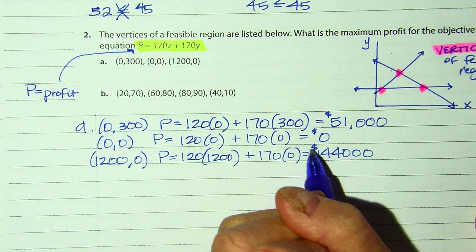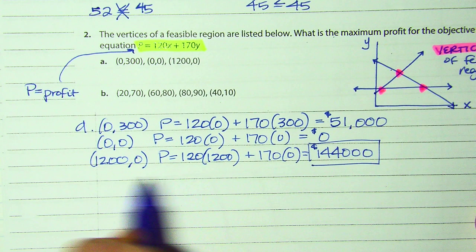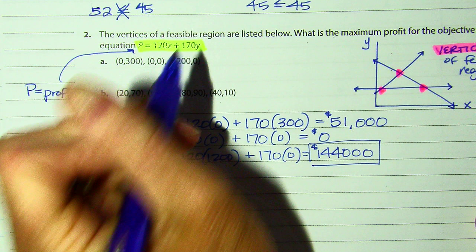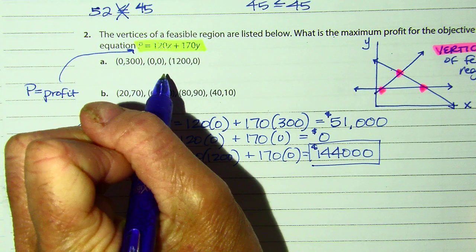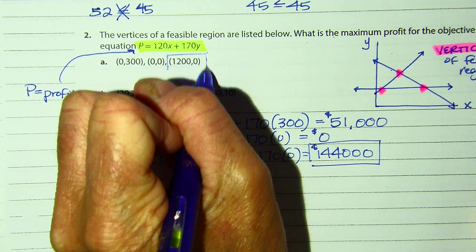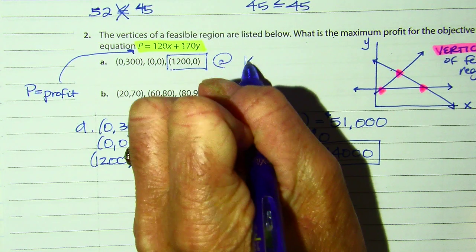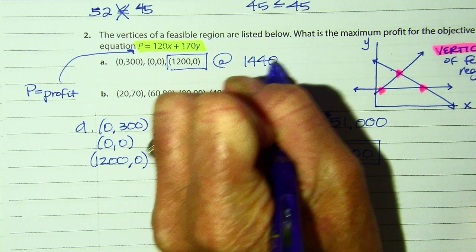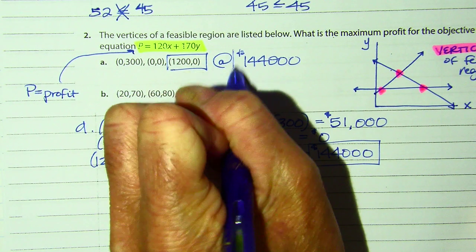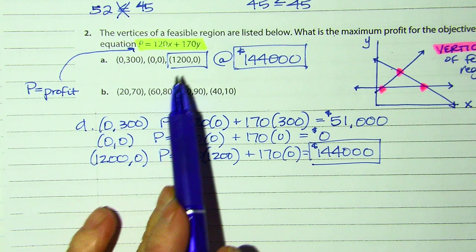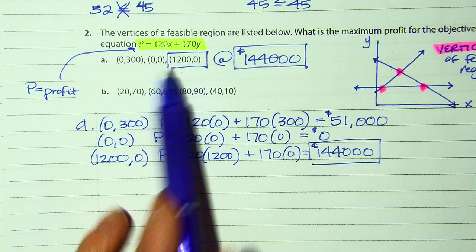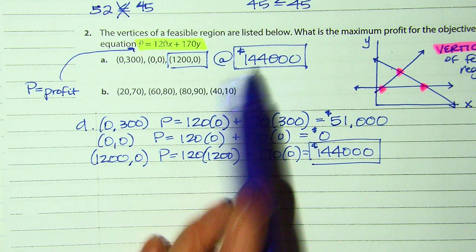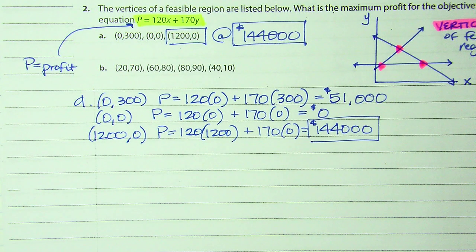Well, the 144,000 is the greatest, and that was given to me by this point here. So it would be this equation at this point, at $144,000. So this is the vertex that provided me with the greatest profit. So they'd like us to do the same for part B.